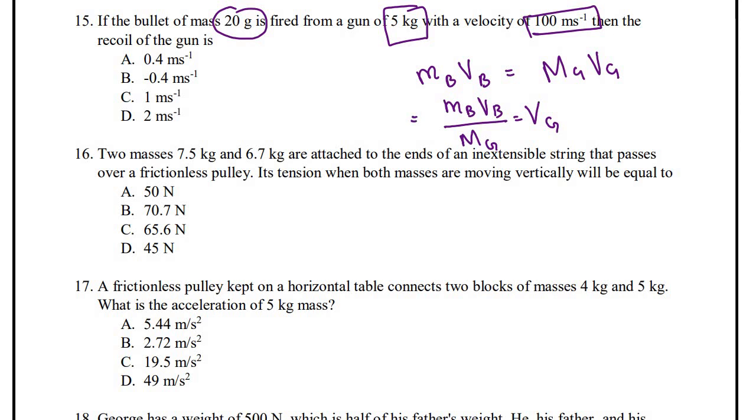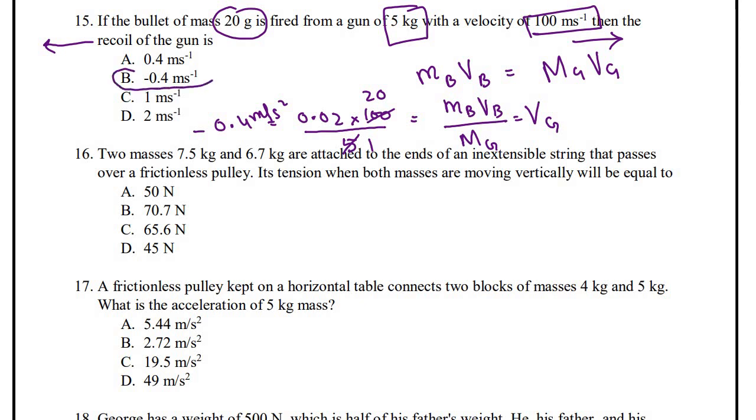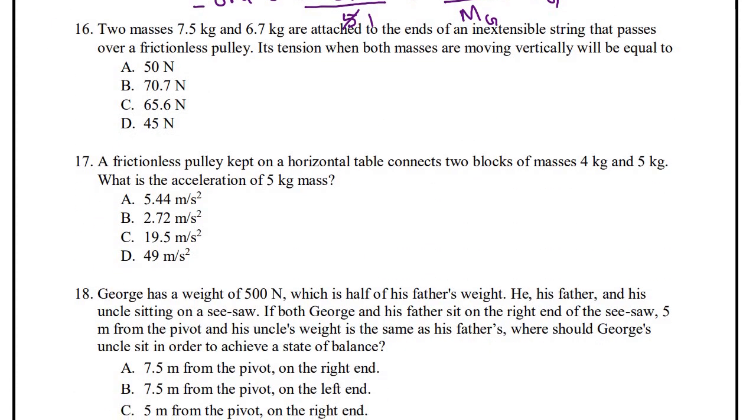So mass of bullet is 20 gram, that will be divided by 1000, so it will become 0.02. Velocity is 100, and the mass of the gun is 5. So let's simplify this. 5 1s are 5, and 5 20s are 100. So in this way, the correct answer will be equal to 0.4 meters per second. If the bullet is moving in the forward direction, then the recoil of the gun will be in the opposite direction. That can be represented with the help of negative sign. So option B will become the right answer.